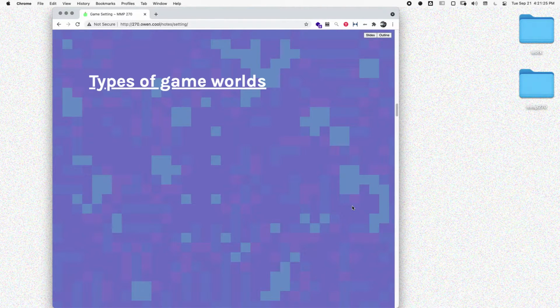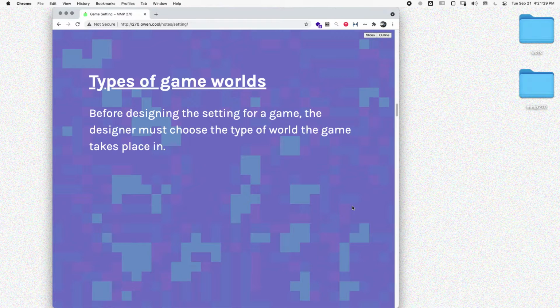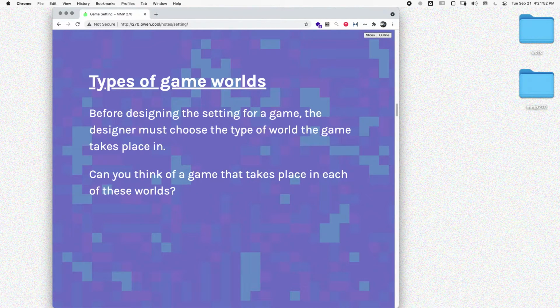So let's talk about a few different types of game worlds. I guess it helps to know where your game is set. You don't actually have to, and you can change it, and you can throw stuff in and discover where your game is set that way. But ideally, we know where the game is set when we start, and then we choose what we put into that world to create the setting.